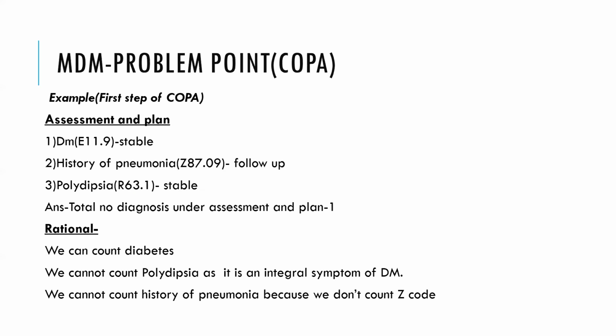Only one. Why you have said only one? Because if you see here, history of pneumonia is a Z code. So you have followed the instructions very carefully. You said it's only one because history of pneumonia is a Z code and polydipsia is an integral symptom of diabetes. Am I correct? This is the reason you said one? Yes. Absolutely correct. So you are following the concept in an appropriate manner.